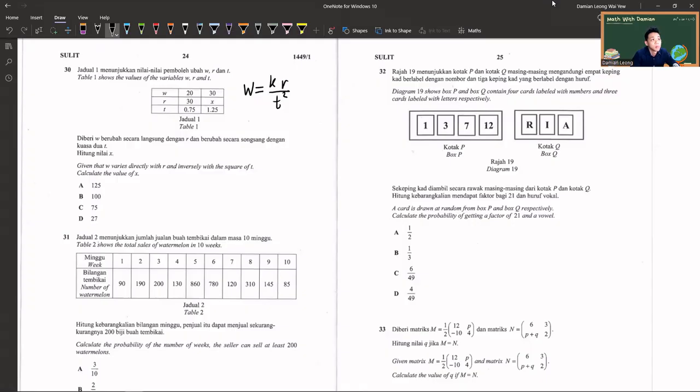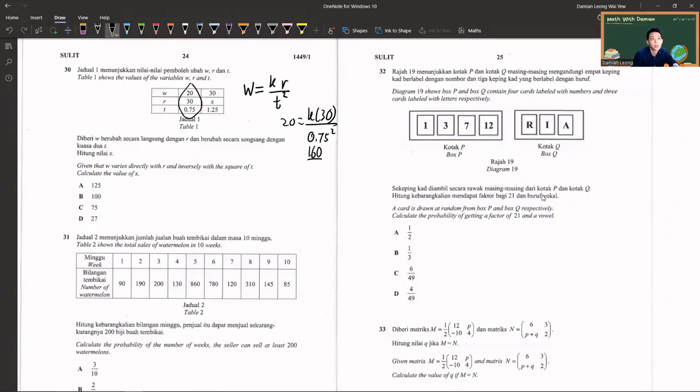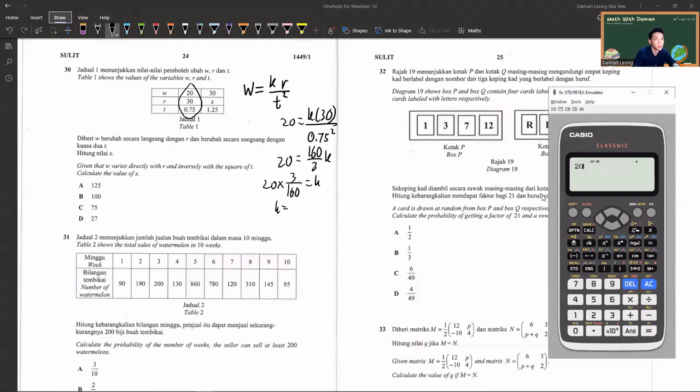So first we find K. Sub in points where all three are numbers. 20 equals K times 30 over 0.75 square. Okay. So 30 over 0.75 square. 160 over 3 K. 20 times 3 over 160 is K. K is 3 over 8.